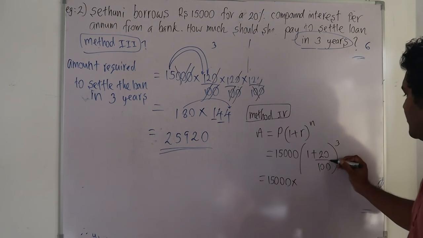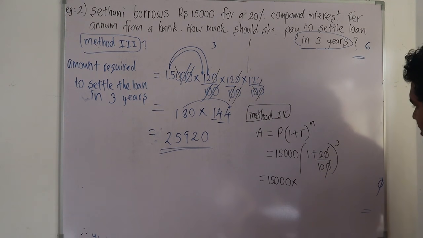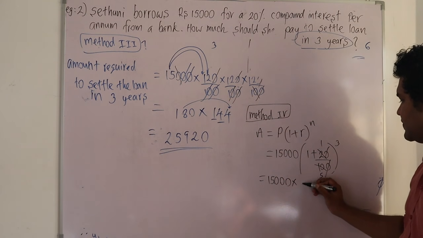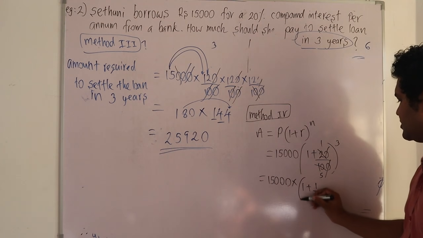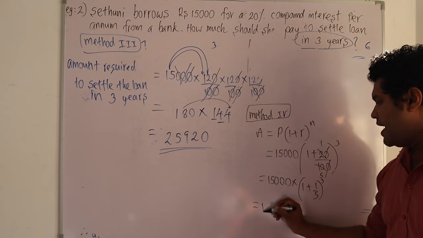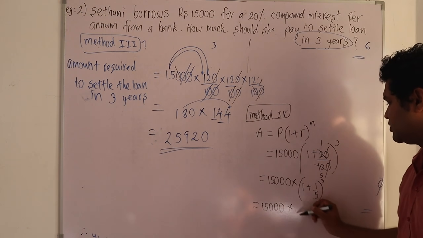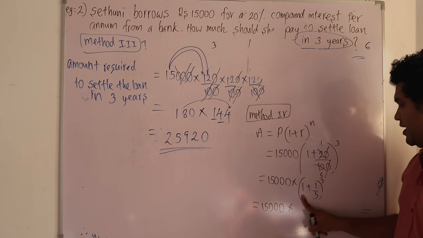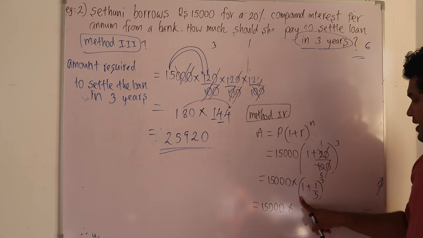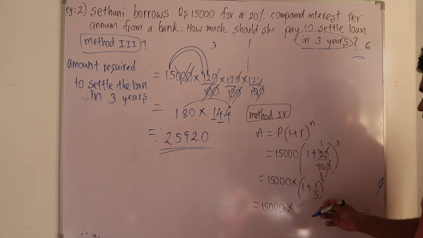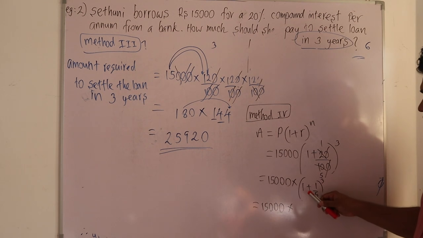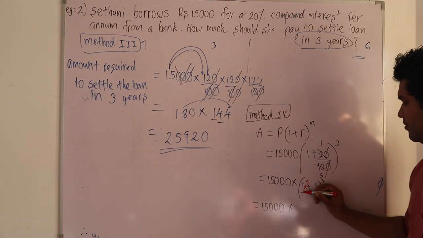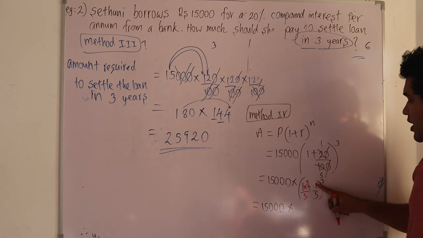And within brackets we have to simplify. We can easily cut 2 and 10: 2 times 1, 2 times 5. It is further 1 plus 1 over 5 to the power 3. And 15,000 into 1 plus 1/5. It's a fraction with a number. When you have a fraction with a number, we can rewrite 1 as 5 over 5. We can multiply by 5, so 5 over 5 plus 1 over 5.